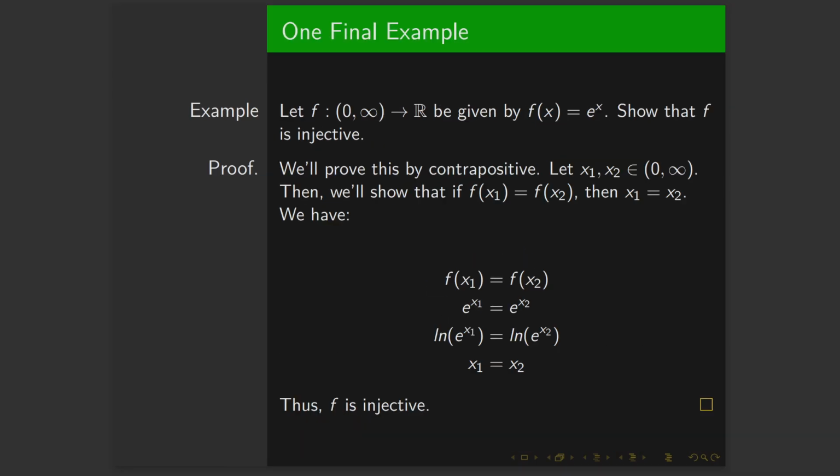And let's just do one final example here. Let's create a function that goes from the open interval from 0 to infinity to R. And this is given by f of x is equal to e to the x. Well, let's show that f is injective. Contrapositive is usually easy to work with because you're given equal things rather than unequal things. So we'll show that if f of x1 is equal to f of x2, then x1 is equal to x2. So f of x1 is equal to f of x2. Do the exponent law on both sides, get x1 is equal to x2, thus f is injective.